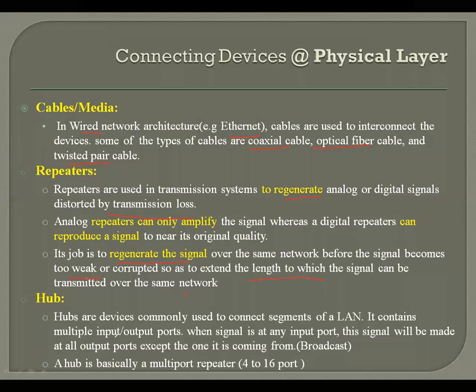Then third will be the hub. A hub is a device commonly used to connect the segments of a LAN. It contains multiple input and output ports. When a signal arrives at the input port, the signal is sent to all output ports except the one it has come from, like flooding. Generally a hub is basically a multi-port repeater, where generally they have only 4 to 6 ports, fewer ports than switches. Then more about the hub.